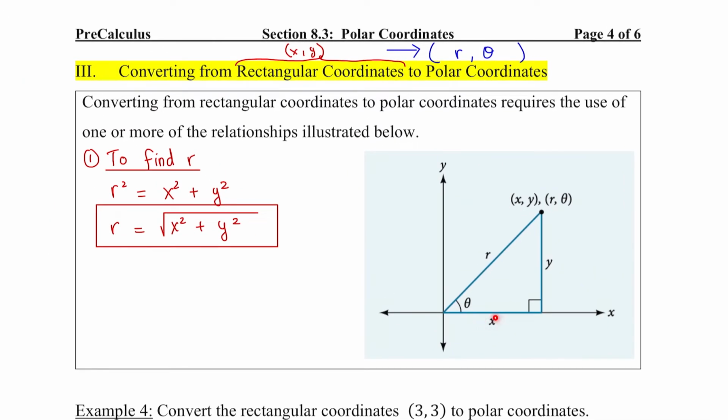Now, I have x and y, and I want to use x and y to find theta. Which trig function involves the opposite and the adjacent? That is tangent. Tangent of theta equals y over x.